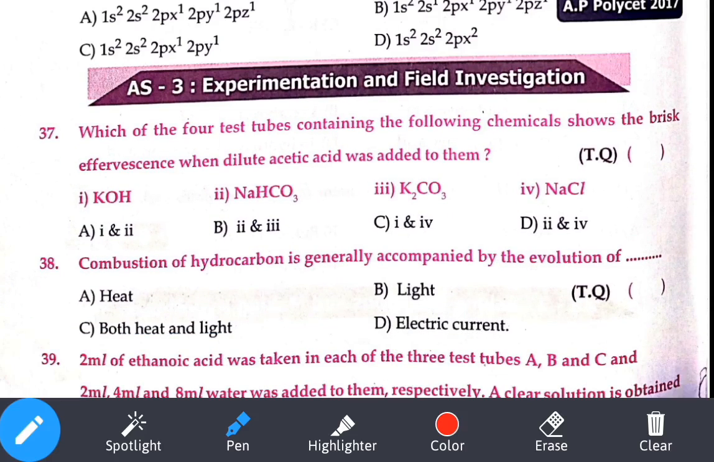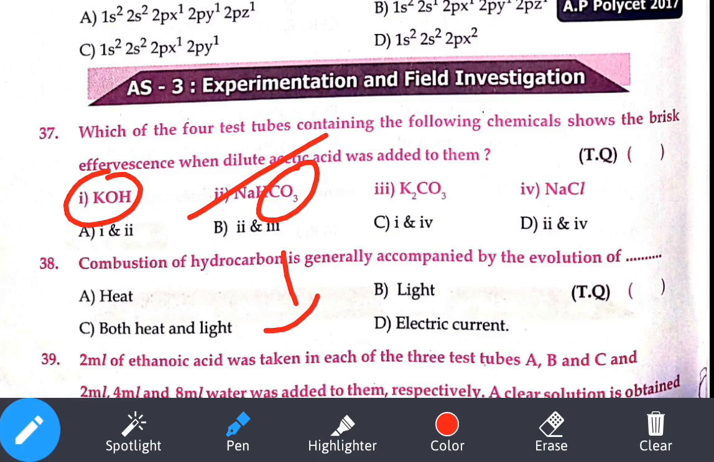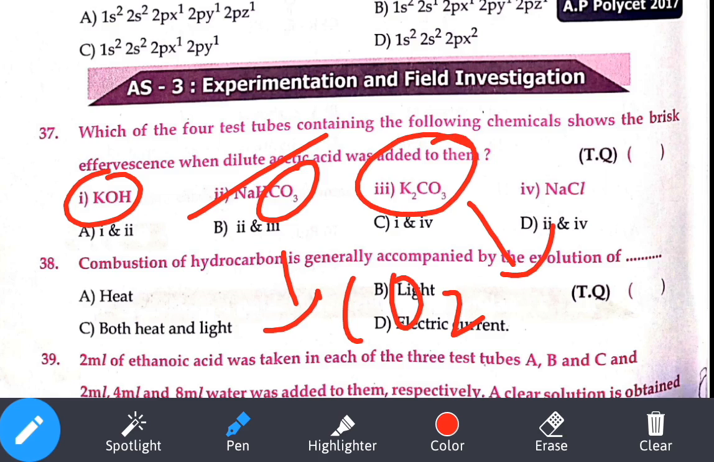37th question. Which of the four test tubes containing the following chemicals shows the brisk effervescence? Brisk effervescence means carbon dioxide, so carbon should be present in that when diluted acetic acid is added. If you observe here, KOH does not contain any carbon in it. NaHCO3, yes, carbon is there. From this we will get carbon dioxide gas, brisk effervescence. K2CO3, in there also CO3 is there, so CO2 gas will be formed. In the others carbon is not there. So 1 and 4 are wrong. So 2 and 3, which option? Option number B is our answer.